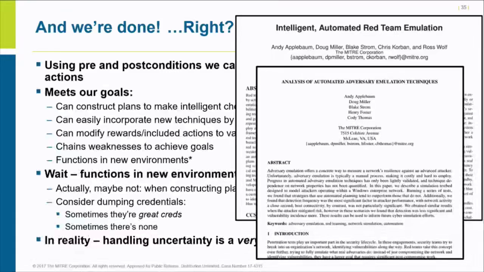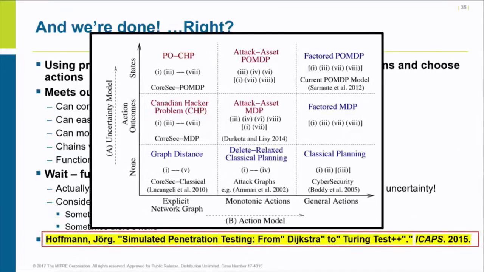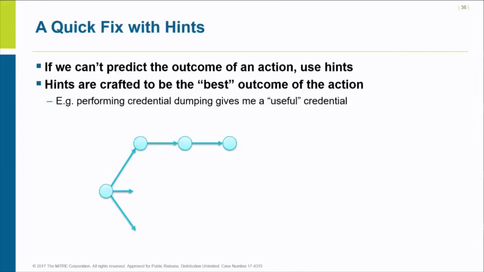We have a couple of papers available on some of the ideas that we've considered, some of the things that we're doing. And those are also available. If you're really interested in this problem, I'd recommend this paper by Jörg Hoffman, which decomposes this entire problem of using planning for red teaming based on the action model, which is whether or not actions can remove information from your knowledge base, as well as your uncertainty model, which is whether or not you can fully observe the network. And we lie somewhere in the middle of there.